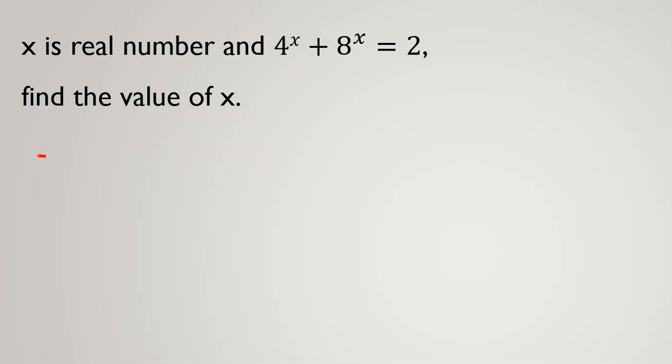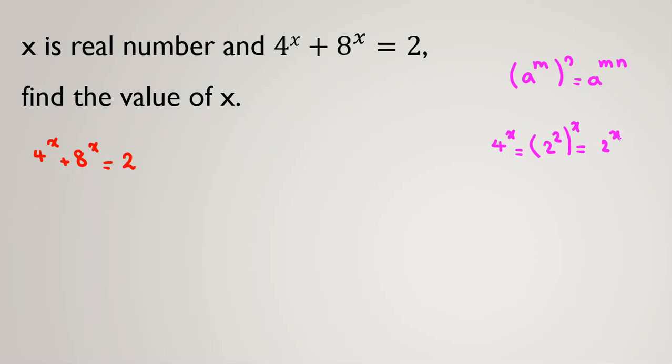Let's write at first the equation 4 to the x plus 8 to the x equals 2. And now they are related to 2 to the x. By the power rule, we know that (a to the m) to the n equals a to the mn. And I know 4 to the x equals, instead of 4, I can write 2 squared to the x. So we can replace them, because by the power rule it is 2x, I can write (2 to the x) to the 2.